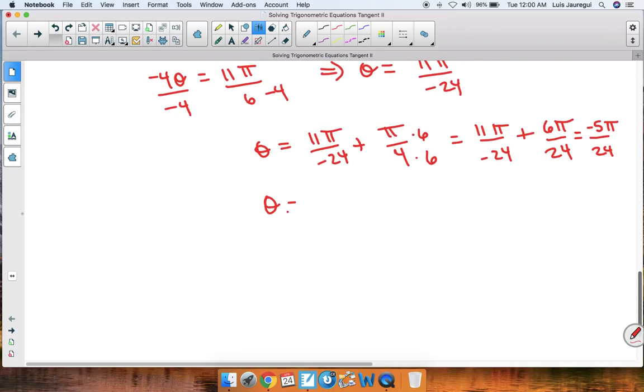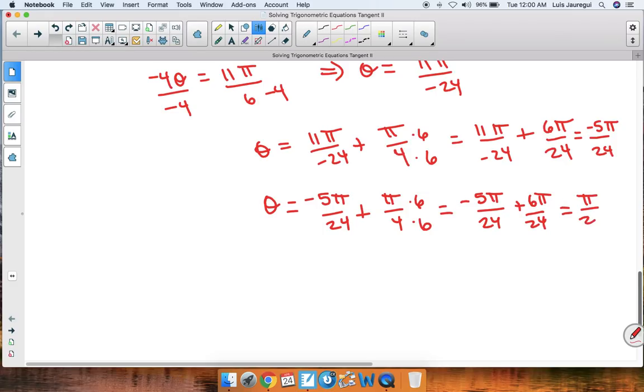So we have theta is equal to negative 5 pi over 24 plus pi over 4, which is a period. Now let's multiply this one by 6 over 6 to get the same denominator, and we get negative 5 pi over 24 plus 6 pi over 24, which gives you pi over 24.